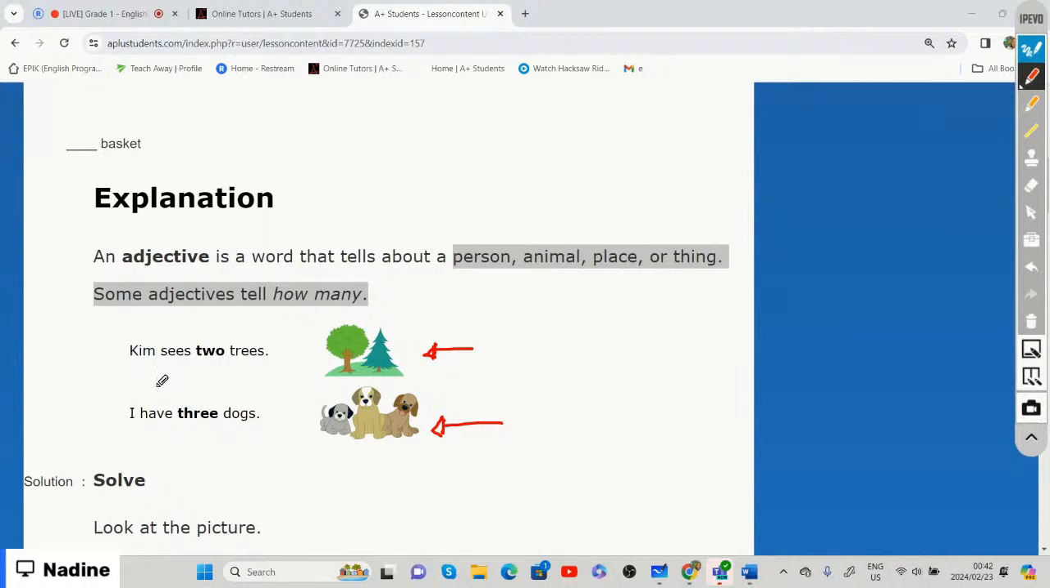And here it says Kim sees trees. How many trees does Kim see? So Kim sees two trees, right? Which means that our adjective within the sentence that tells us how many is two, because that is the amount of trees that we see. Yes, two trees, because that is how many trees we see.